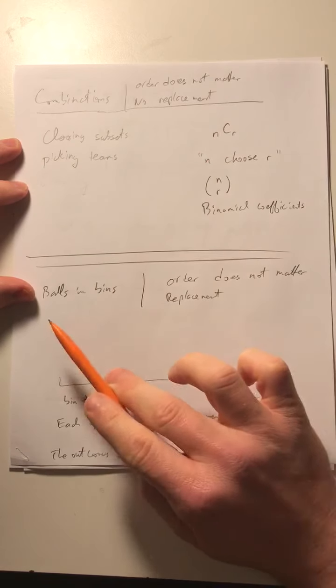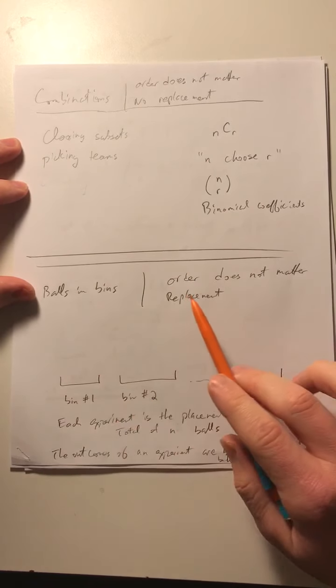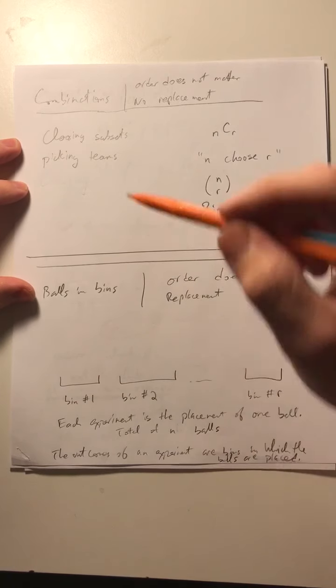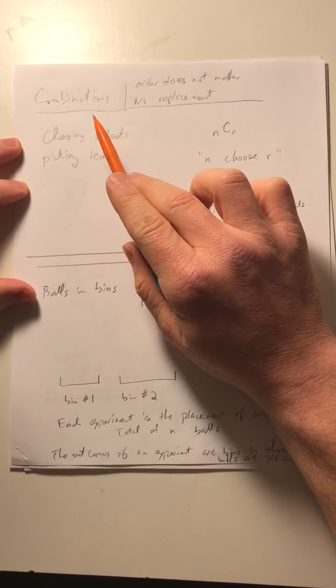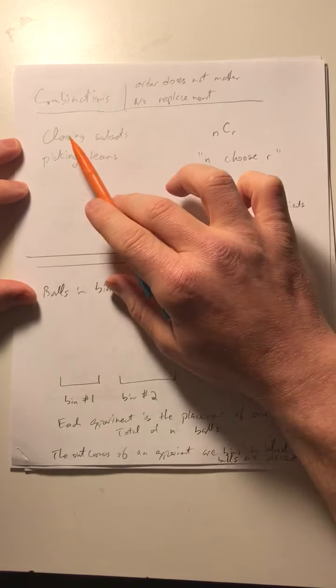Next time, we're going to talk about the balls and bins scenario. We are doing replacement there, and order does not matter. But in this lecture, we're going to focus on combinations. So examples will be choosing subsets.